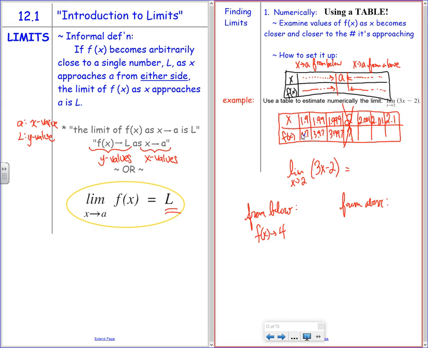Can you guys plug in 2.1, 2.01, 2.001 if you want to have tons of fun? Or do the y's seem to be approaching? Someone give me the value for 2.1. 4.3. How about 2.01? 4.03. Is it 4.003? What seems to be happening from above? The y's seem to be approaching 4 now. Is it unanimous? Yes. So therefore the limit is 4.